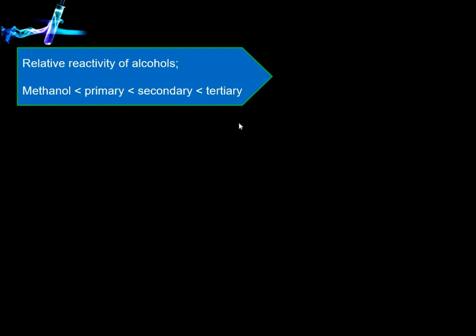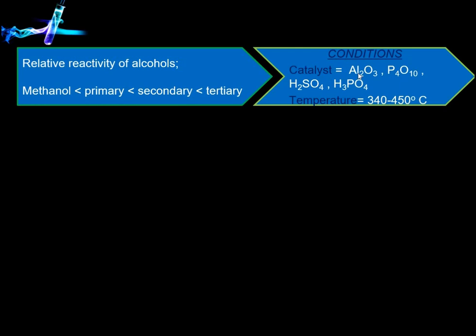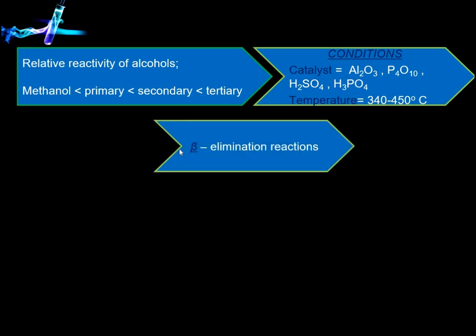The conditions of the reaction are: various catalysts utilized in this reaction can be aluminium oxide, phosphorus pentoxide, H2SO4, H3PO4. All of these are dehydrating agents that will help in removal of water. Temperature is usually kept between 340 to 450 degrees centigrade. Do remember, girls, these are called beta eliminations. As I told you, the hydrogen atom present at the beta position will be removed along with OH to make water. That's why these reactions are called beta elimination reactions.